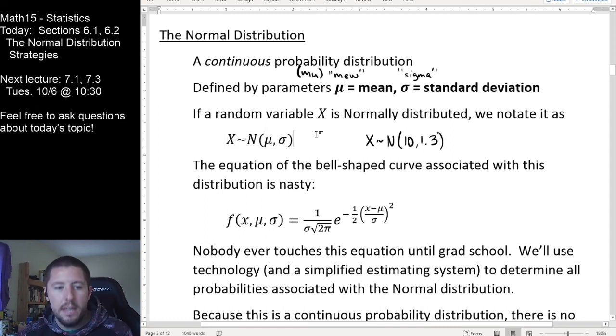So it'll always be mu then sigma. I will never, ever switch that order on you. It's always going to be average then standard deviation.